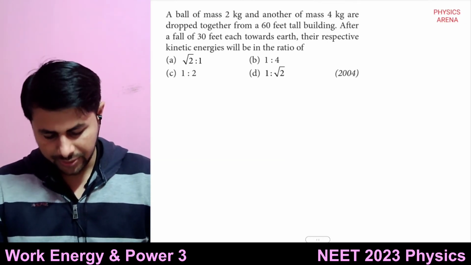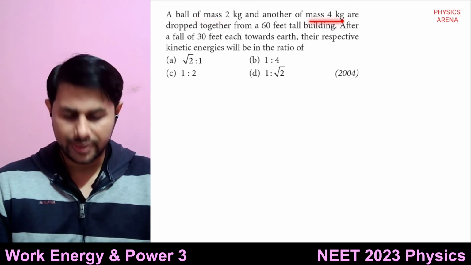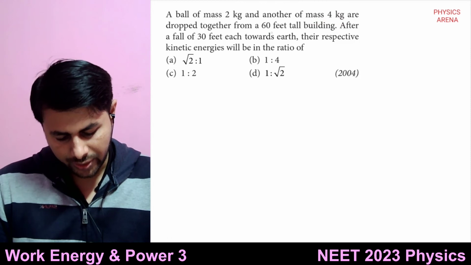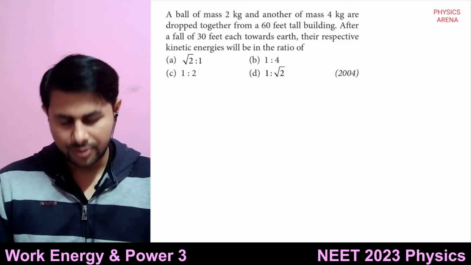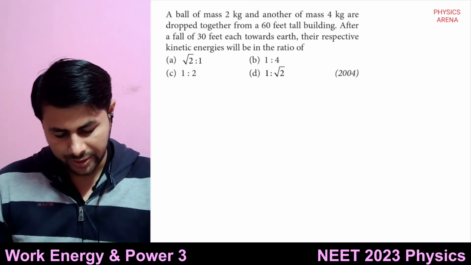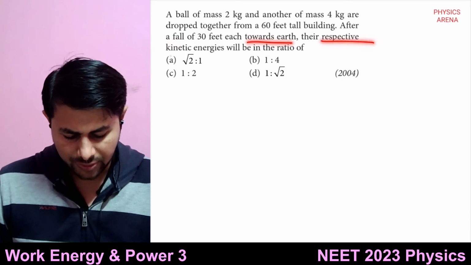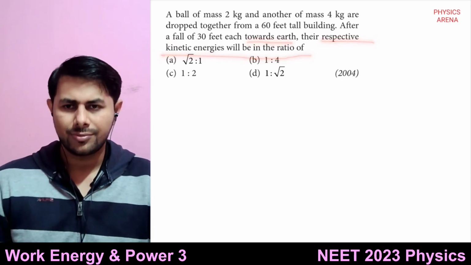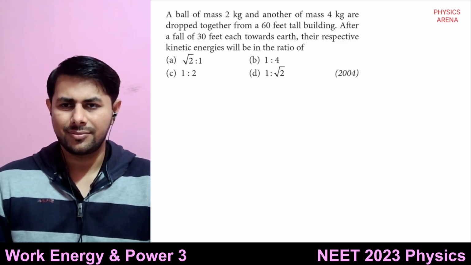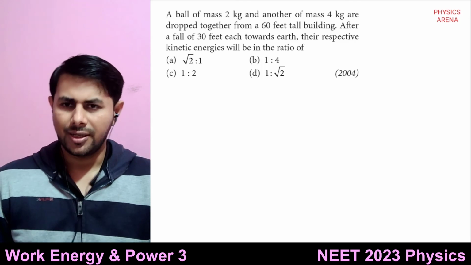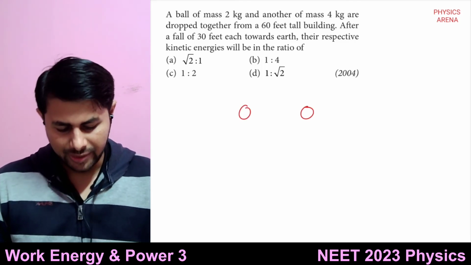So let's see this next question. A ball of mass 2 kg and another of mass 4 kg are dropped together from a 60 feet tall building. After a fall of 30 feet each towards earth, their respective kinetic energies will be in the ratio of. Tell me, this is simple, right? See, there are two masses. They are dropped from the same height.